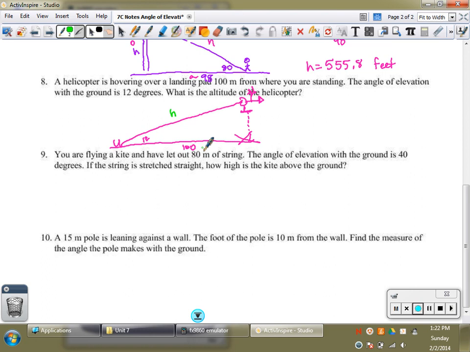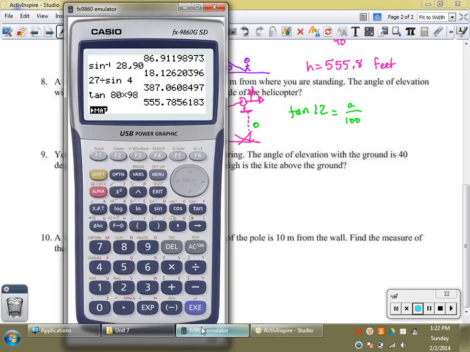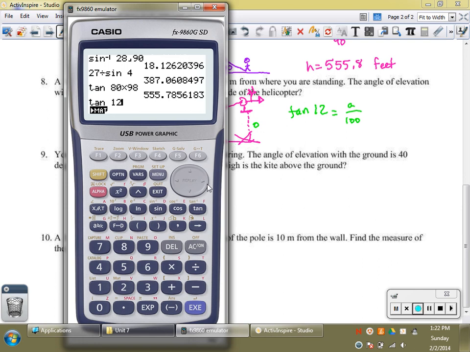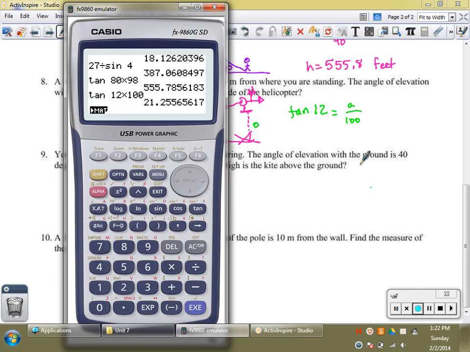So hypotenuse, adjacent, opposite, this is tangent. The tangent of 12 is, we want to know the altitude here, so that's A for altitude over 100. So the tangent of 12 times 100 is 21.3.